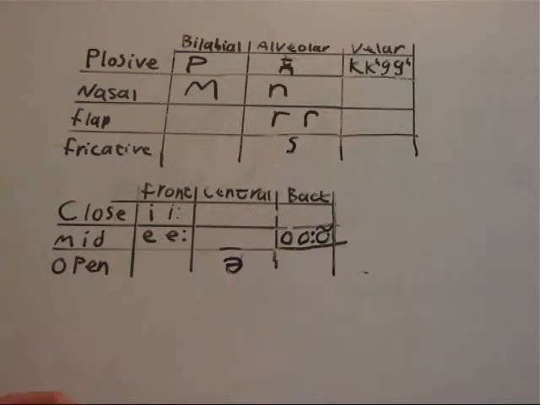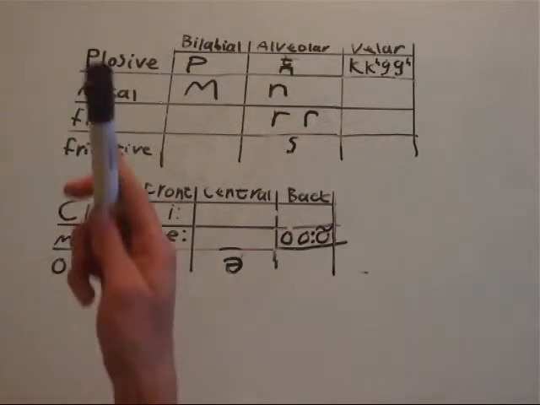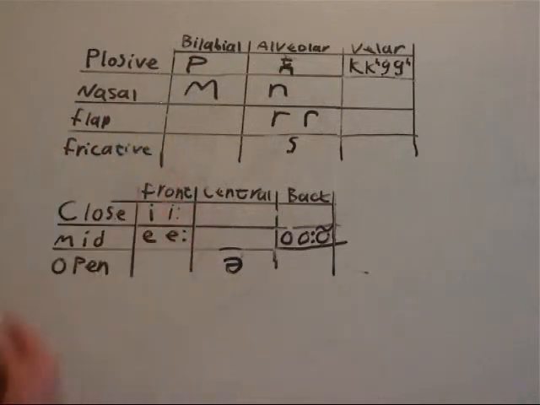Nasal. This just means you're saying it with your nose. Like, try holding your nose while saying M. It's quite difficult, you just can't do that. It's because you need your nose to say it. And so M and N are both nasal sounds.